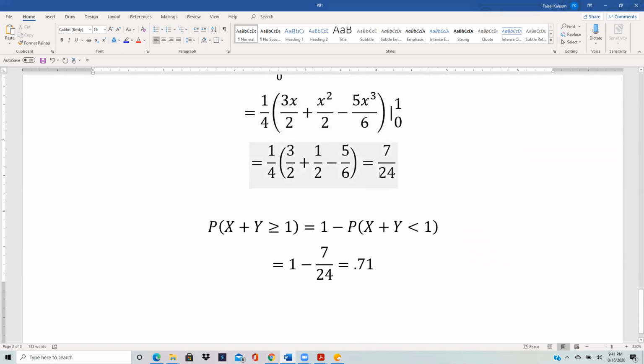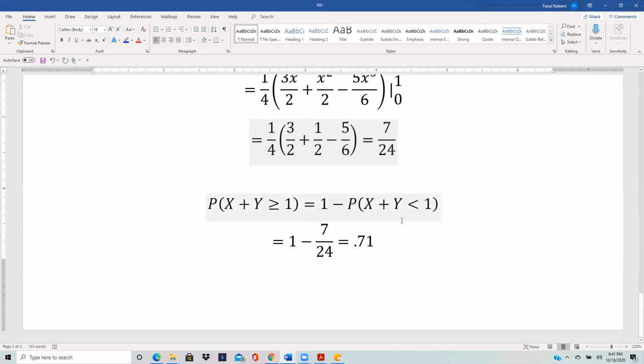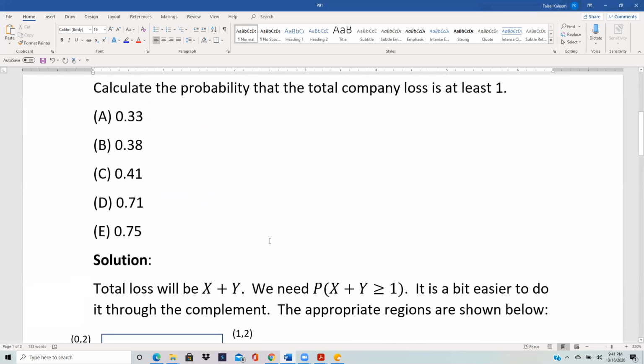So after doing it, I get 7 by 24, but that was for X plus Y less than 1, and I want X plus Y bigger than or equal to 1, so that's 1 minus 7 by 24, that's 0.71. That is choice D.